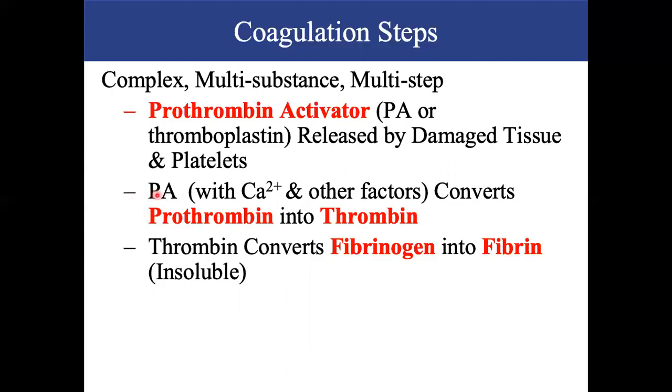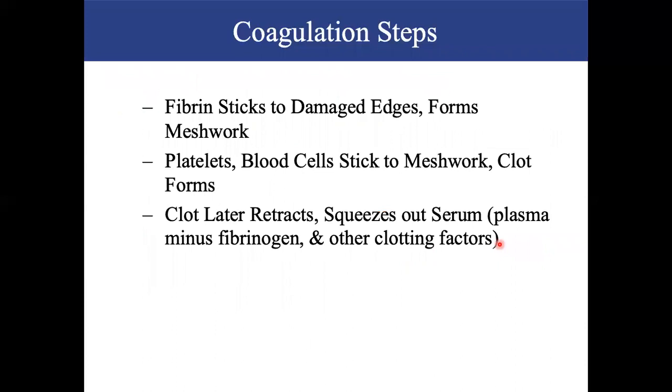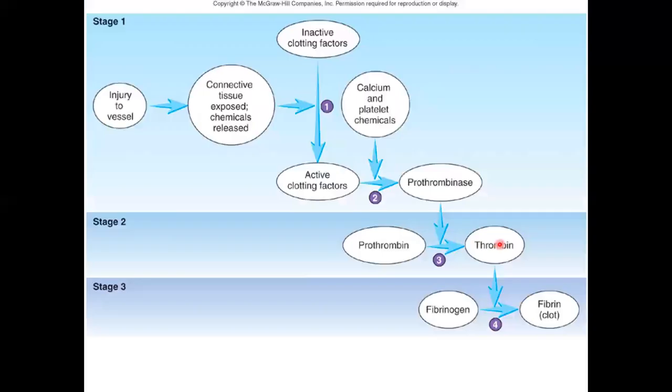Okay, so prothrombin activator with calcium and other factors is going to convert prothrombin to thrombin. Once thrombin is formed, it's going to convert fibrinogen into fibrin, and fibrin is insoluble, and so that's going to make the mesh net that's going to trap the platelets and the red blood cells forming the clot. You can read that.